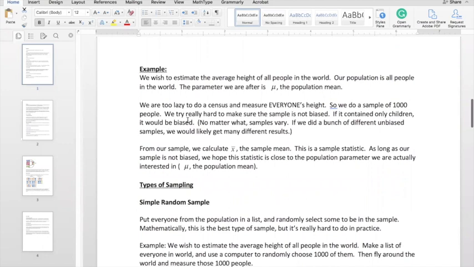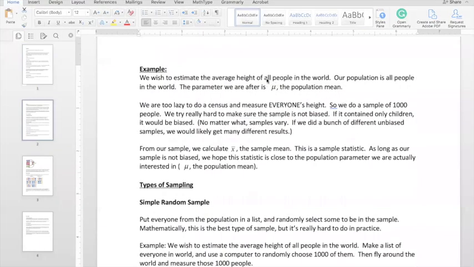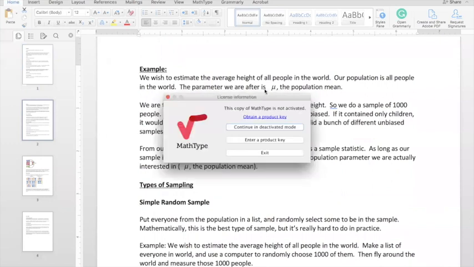Okay, so this is literally the example I just talked about. We want to calculate mu. Remember, mu, Greek letters for population parameters.